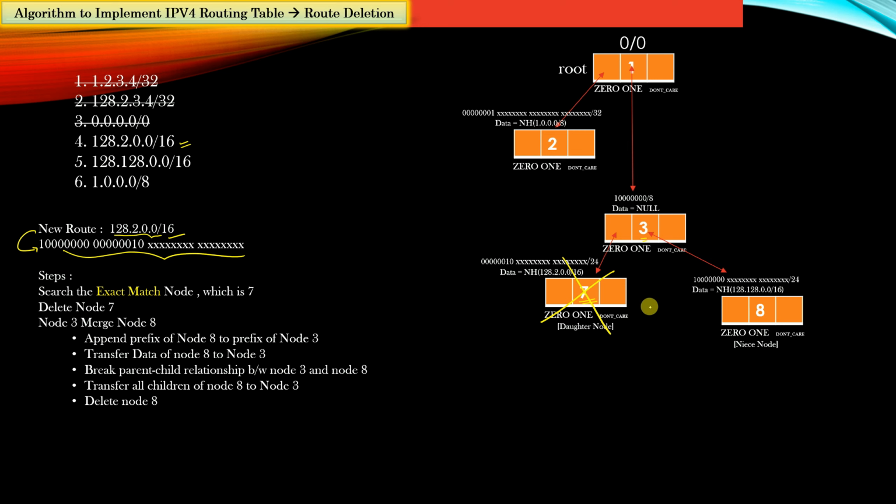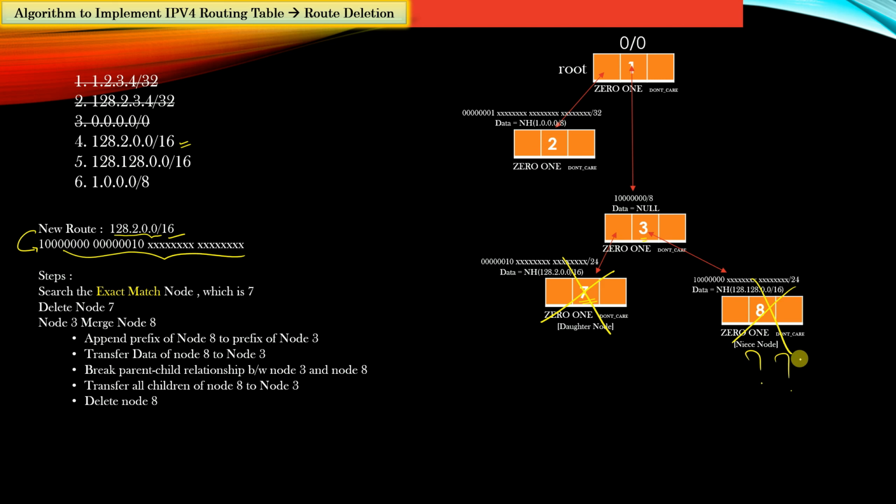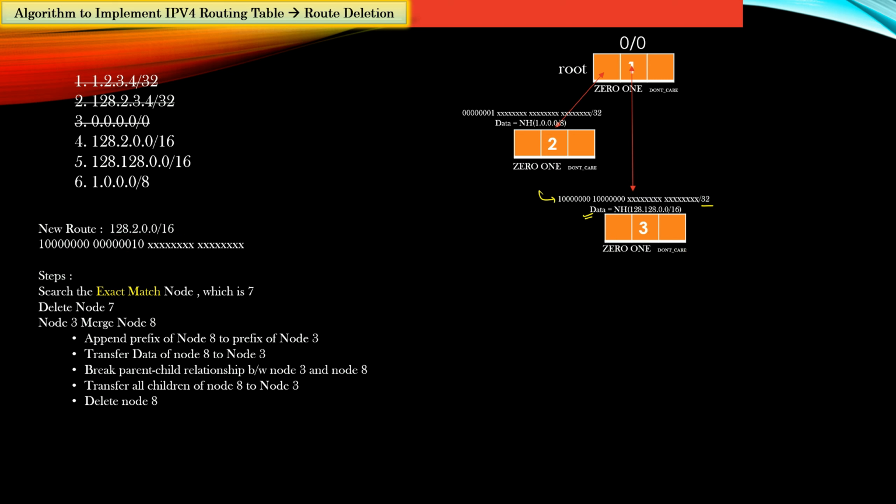After executing the merge algorithm, node number 8 would vanish and node number 3 will borrow the effective prefix of node 8, such that node number 3 would have an effective prefix of length 32. The data part is also borrowed from node 8, which has just vanished. Also, node number 8, which is just deleted, did not have any children. Therefore, there is no transfer of any children from node 8 to node 3, and node 3 becomes a new leaf node. So this completes the deletion of route number 4.